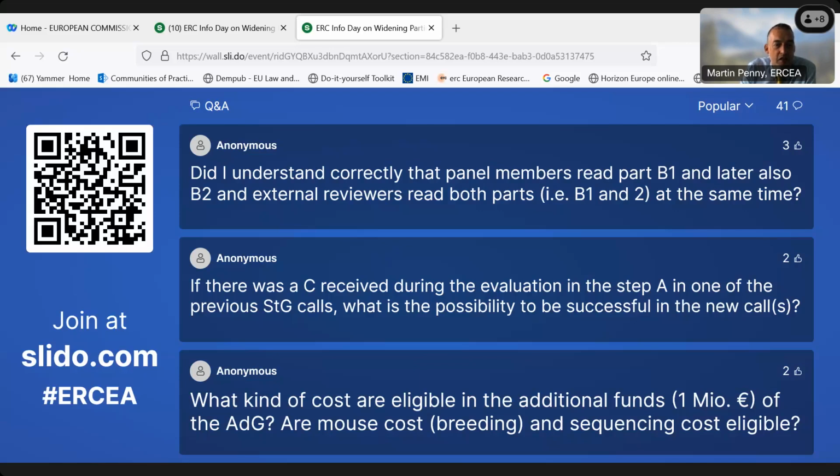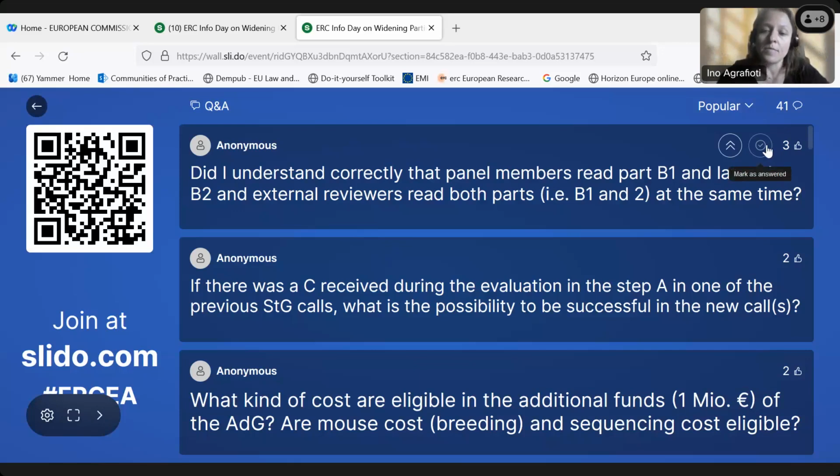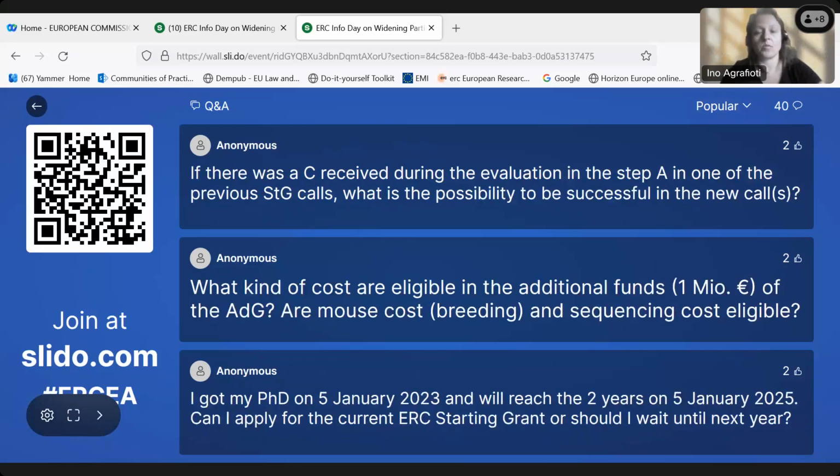I come to you. Did I understand correctly that panel members read part B1 and later also B2, and external reviewers read both parts at the same time? Indeed, panel members, at least 4 of them, have read part B1 and part B2. The assignment at step 1 and step 2 is not always 1-to-1, so you could have even more people that have read part B1 in the interview. And the external reviewers, they read both.